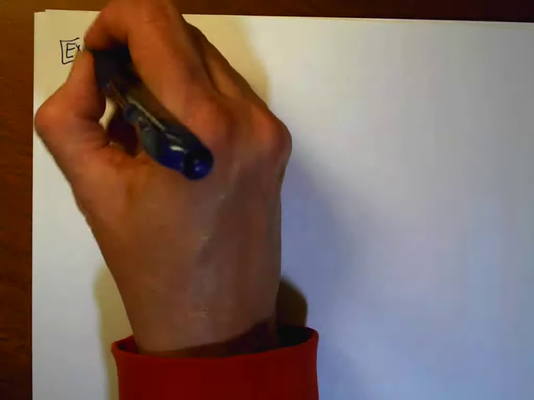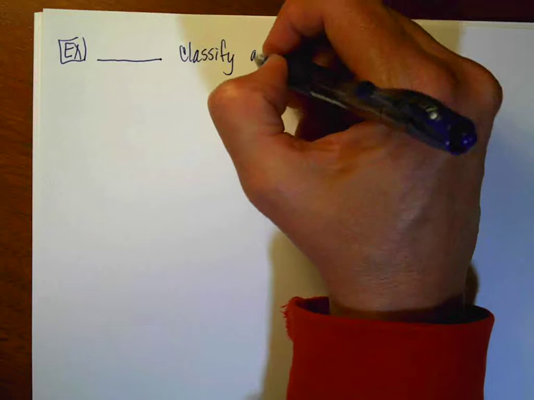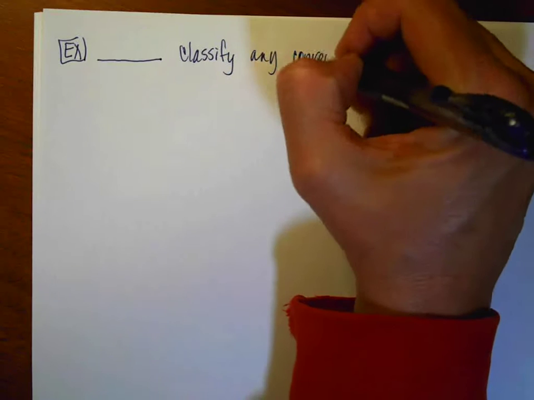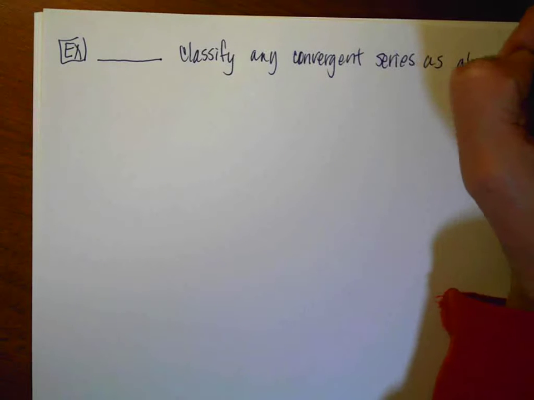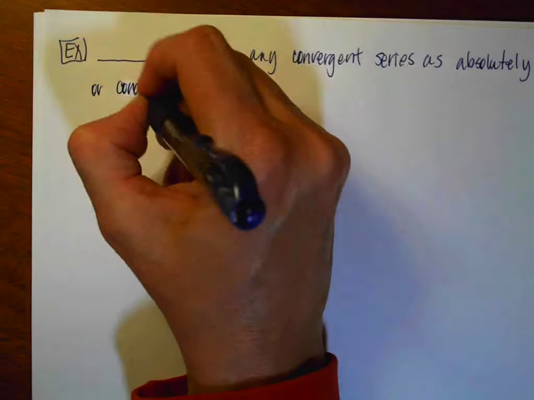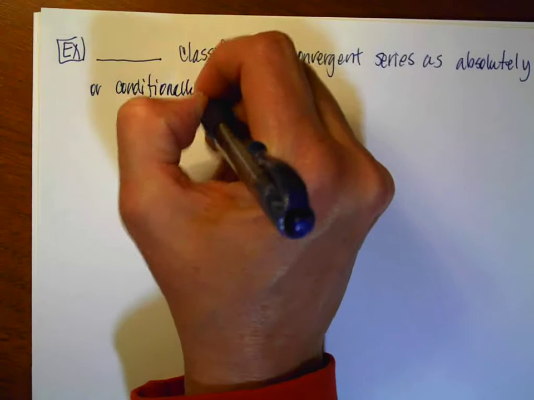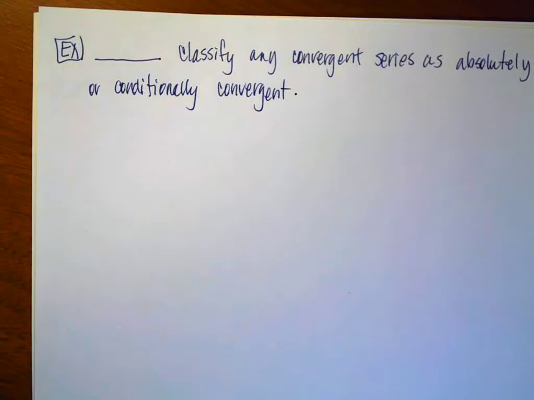So let's do a couple of examples. Okay, so the example says, same thing that they have said all the way throughout the chapter, determine whether or not the series is convergent or divergent. So we're going to have those guys. And then we're going to add an additional caveat that says classify any convergent series as absolutely or conditionally convergent. Whew, that's a lot of words.